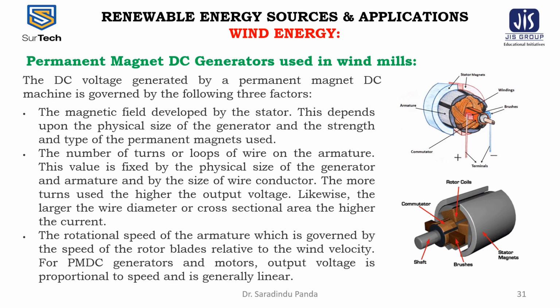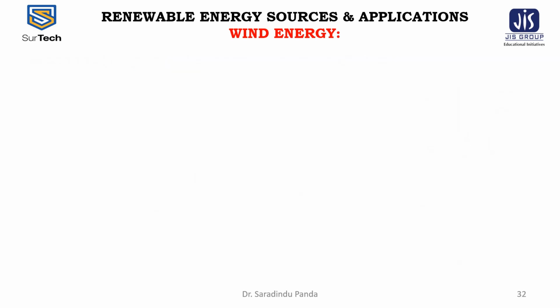And the third point is the rotational speed of the armature, which is governed by the speed of the rotor blades relative to the wind velocity. For PMDC generators and motors, the output voltage is proportional to the speed and is generally like the DC generator in the previous tutorial. The operation of a synchronous generator is also based on Faraday's law of electromagnetic induction, working in a similar fashion to an automotive type alternator.